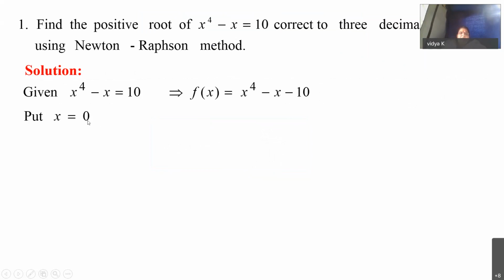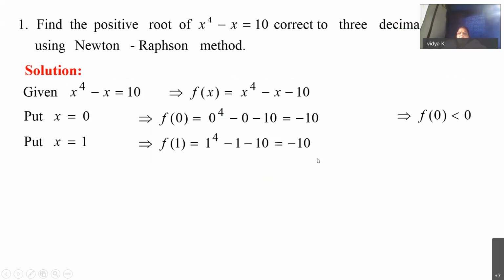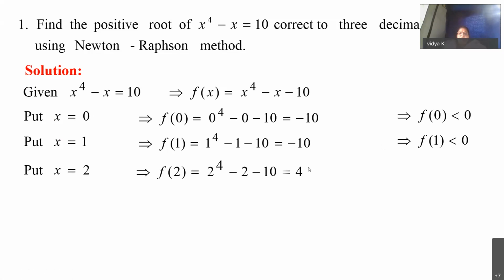Now you first get where the root lies. So start with x equal to 0. F at 0 is 0 to the power 4 minus 0 minus 10, you get minus 10, negative. Put x equal to 1, substitute there, you get minus 10, negative. So since both are less than 0, the root won't lie between 0 and 1. So proceed further. Put x equal to 2, f at 2, you get 4. So f at 2 is positive.